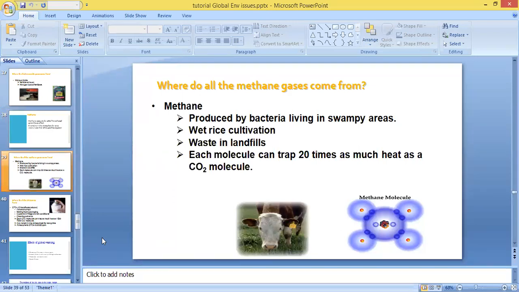Why are these greenhouse gases dangerous? Because they trap the heat and increase the overall temperature. You can see over here that this methane molecule has the capacity to trap 20 times more heat as compared to CO2. Though CO2 is larger in number in terms of proportion, one methane molecule is equivalent to 20 times the heat captured by a CO2 molecule. So the proportion is less, but the effect on the atmosphere will be massive due to methane.